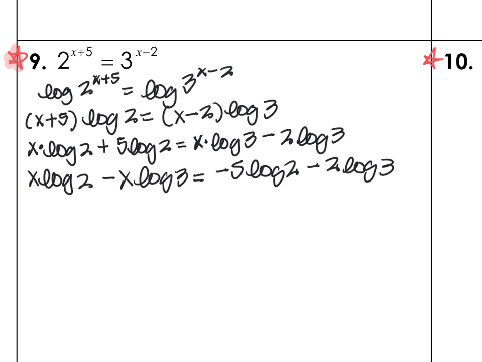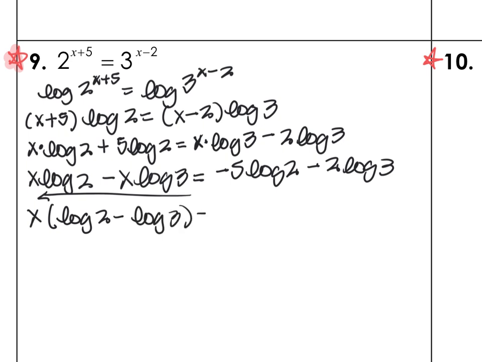Okay, so every term that had an x went on the same side. So now I'm going to factor out a GCF of x. You see how both terms have an x? So I'm going to take it out and put the x in the front. Okay, so if I factor it out, I get log 2 minus log 3. Over here, everything stays the same, just bringing it down. Sorry, my handwriting is not better.